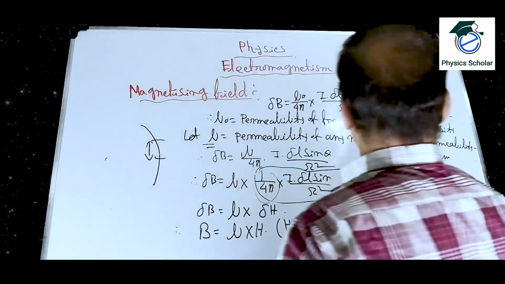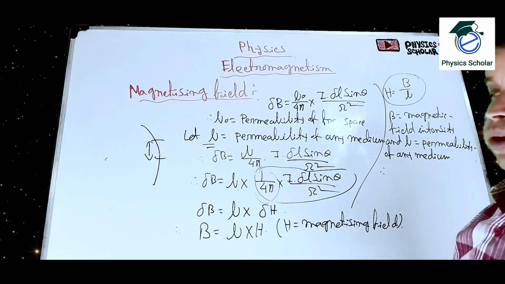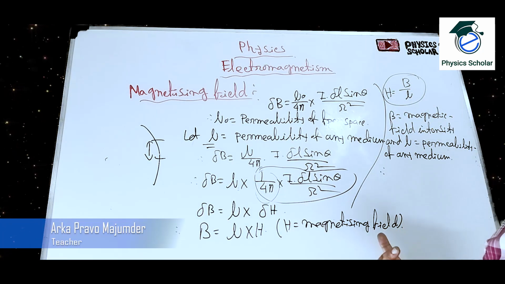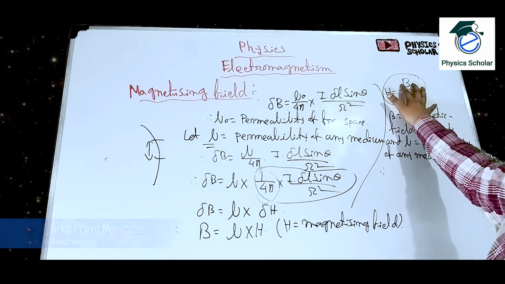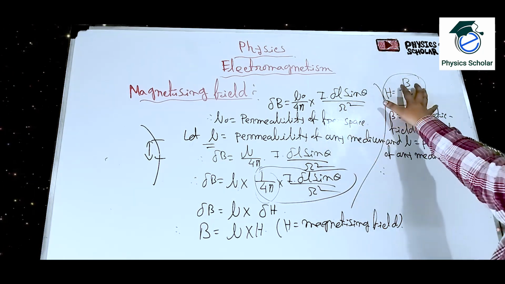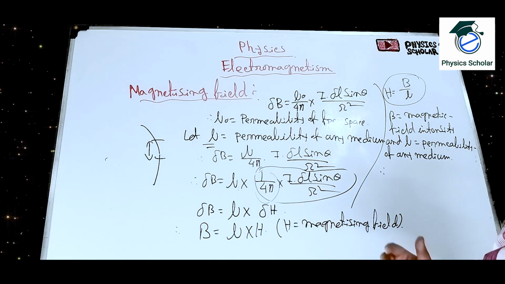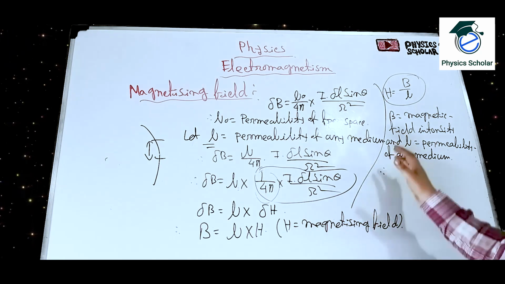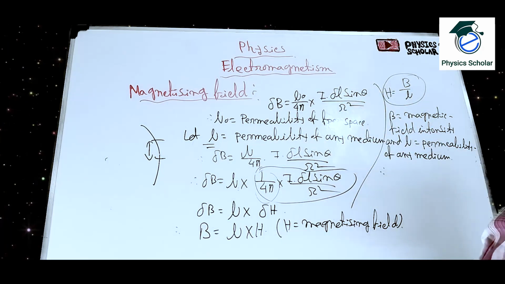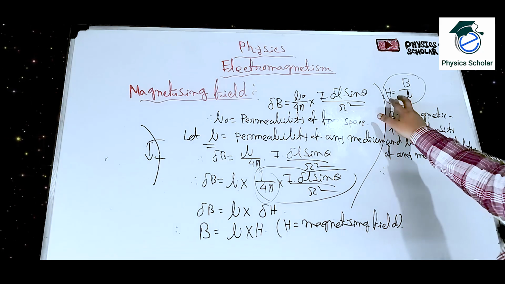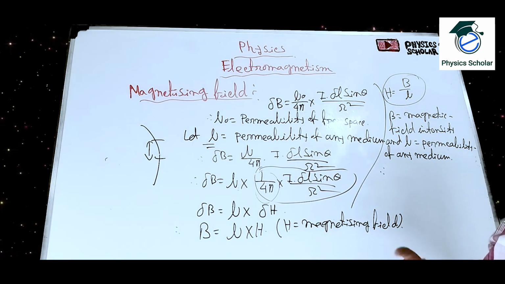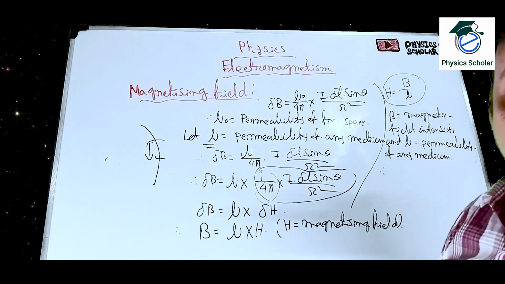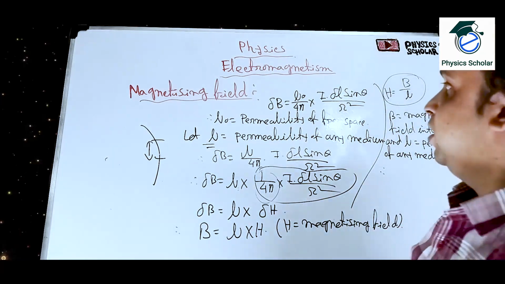Clear? So how can you write the magnetizing field in a definition? Magnetizing field H is equal to B by mu. So it is the ratio of the magnetic field for the total current carrying conductor to the permeability of that particular medium. The magnetizing field of a medium is the ratio of the total magnetic field due to the current carrying conductor to the permeability of that medium.